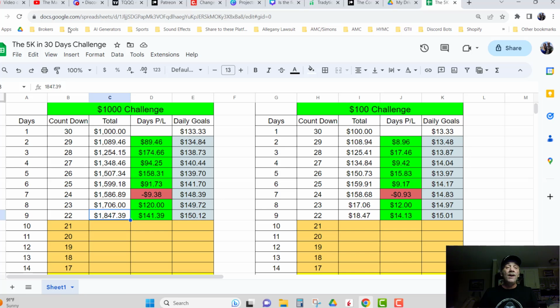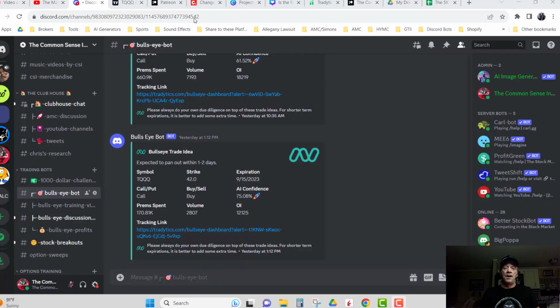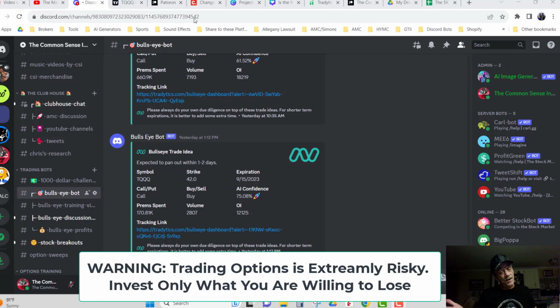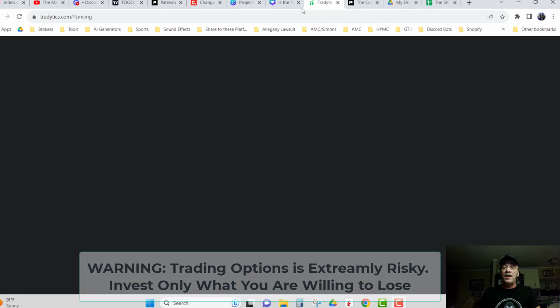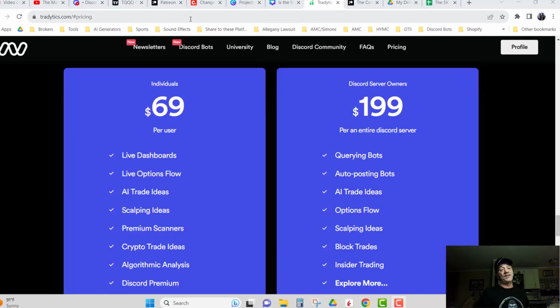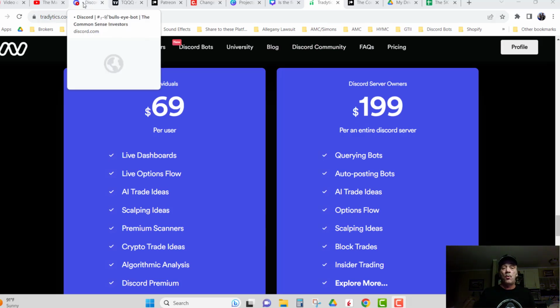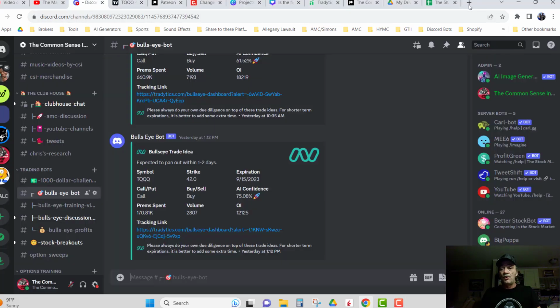All right, so what is the Bullseye Bot? How do you use it and how do you get the alerts? First off, Bullseye Bot comes from the website Tradie Ticks. You can sign up to get the alerts for all of these different bots for $69. Or if you have a Discord, you can go over to the Trendy Ticks page and pay $199 a month, and all of the alerts will go directly to your Discord, which is what I've done. So you've got a choice.